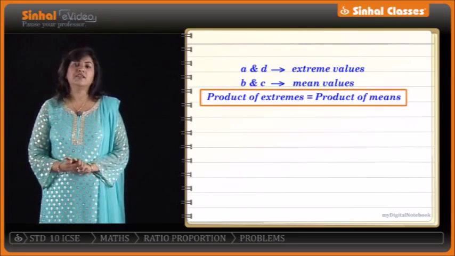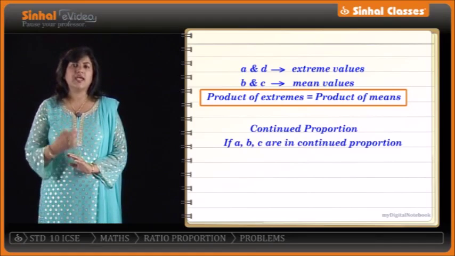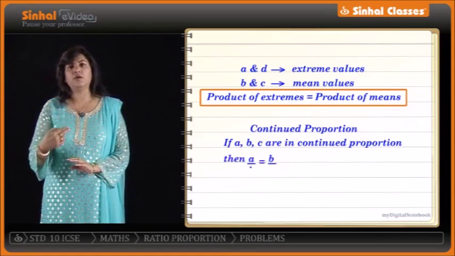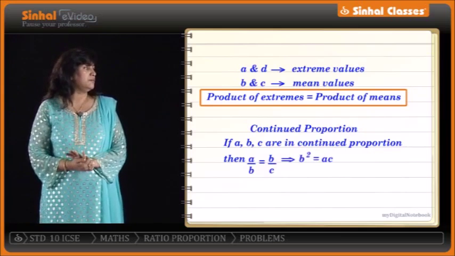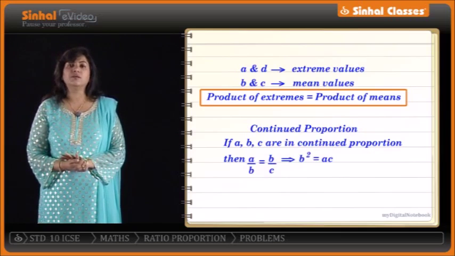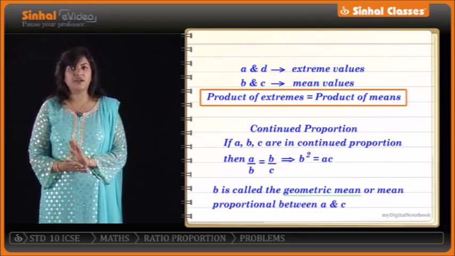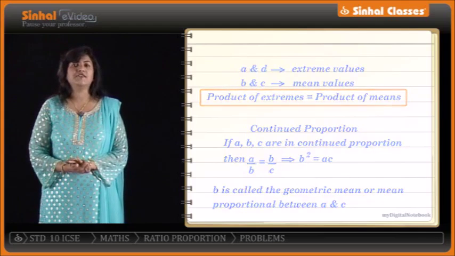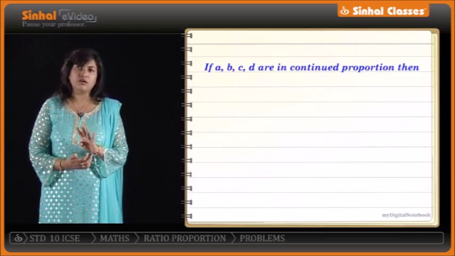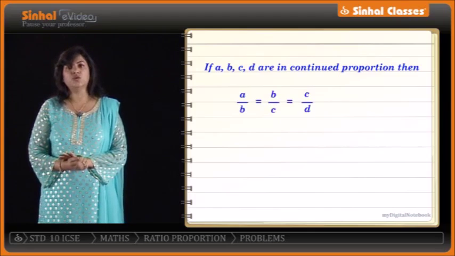Now if we are given three quantities A, B and C in continued proportion, we write them as A upon B is equal to B upon C. We get B square is equal to AC. Here B is called the geometric mean or the mean proportional between A and C. Now one more possibility, if A, B, C and D, four quantities are in continued proportion, in that case we get A by B is equal to B by C is equal to C by D.